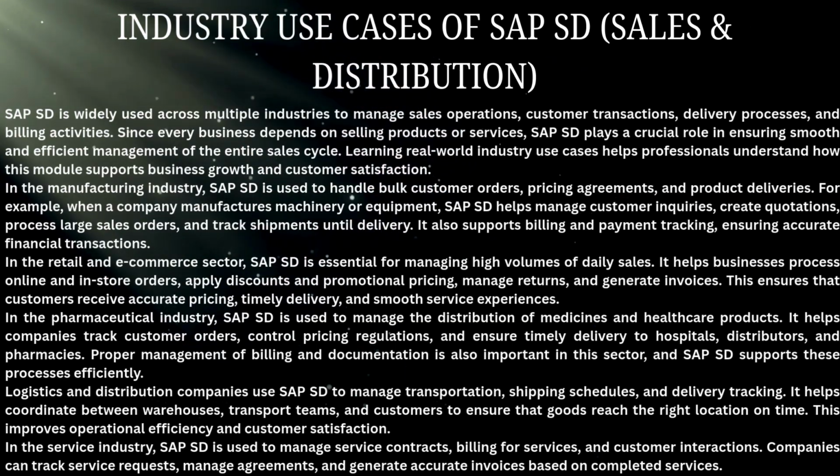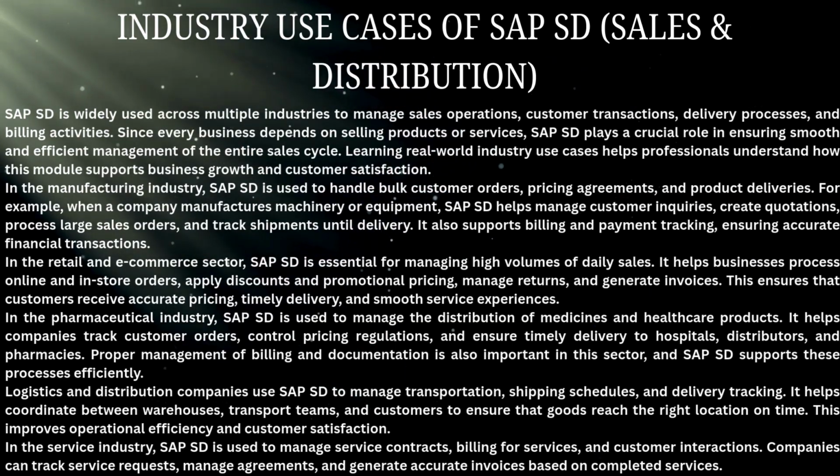In the manufacturing industry, SAP SD is used to handle bulk customer orders, pricing agreements, and product deliveries. For example, when a company manufactures machinery or equipment, SAP SD helps manage customer inquiries, create quotations, process large sales orders, and track shipments until delivery.